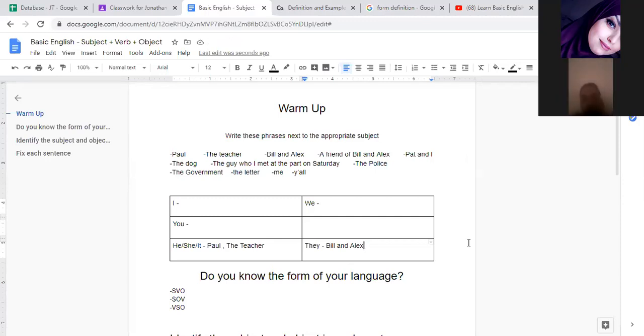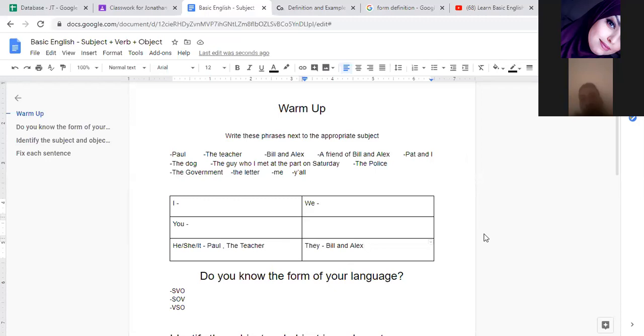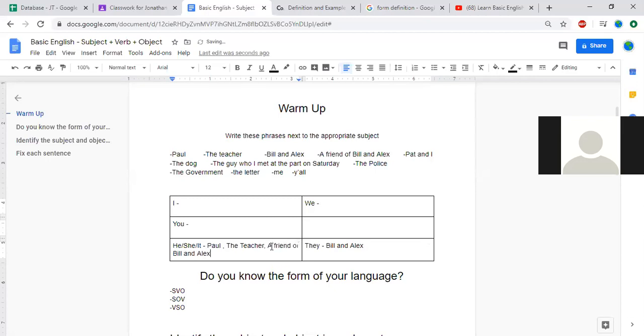A friend of Bill and Alex. What is this subject? Can somebody tell me? Amel, can you tell me? He or she. Yeah, exactly. A friend of Bill and Alex. That is a singular person, right? That's third person singular, he or she, a friend of Bill and Alex.